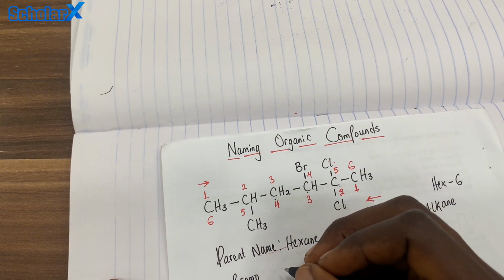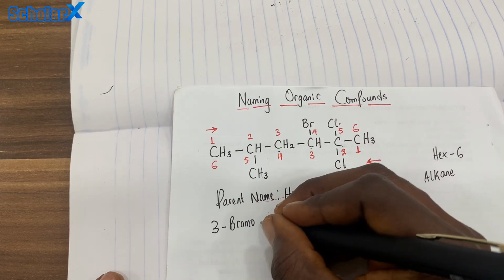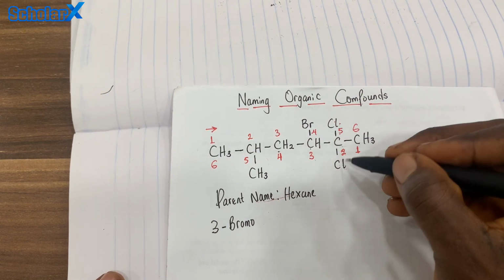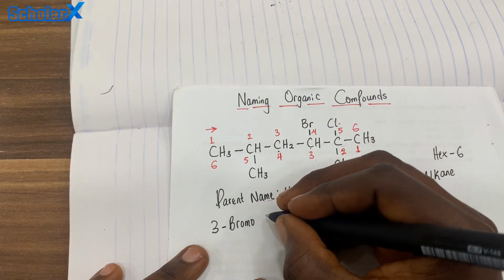We're going to have 3-bromo because this is on the third carbon. Then, this chlorine, they are on the second carbon and they are 2. So it's going to be what?